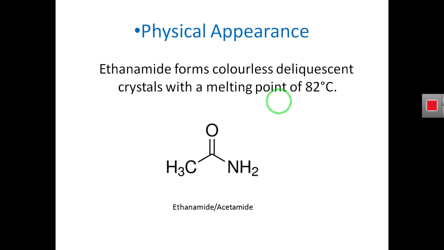So this was one important characteristic of ethanamide. And then the other is their physical appearance. You can remember on your fingertips: amides have high boiling and melting points, amides have a characteristic mousy smell, amides are deliquescent in nature, and they melt at 82 degrees centigrade.